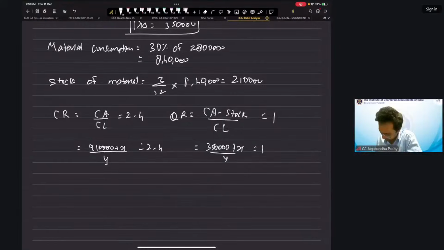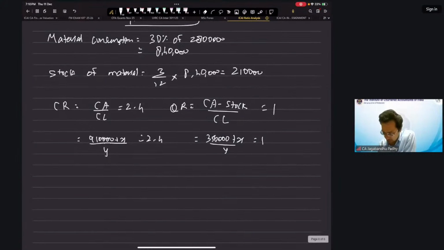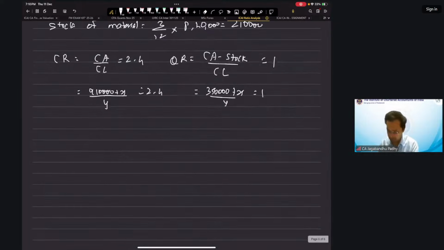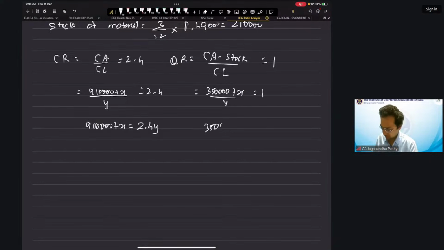Now, of course, we can solve this simultaneously and get the value of X and Y, guys. We would have taken that as a current asset only if there was no other information given. But since we have this set of information, we can definitely get the value of X and Y. So 9,10,000 plus X is equal to 2.4Y, and then 3,50,000 plus X is equal to Y.